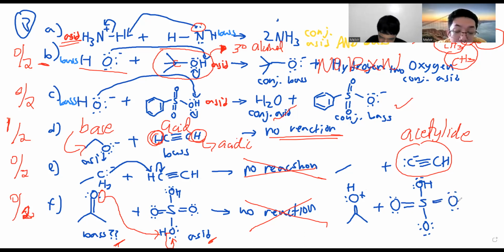Or you just form H2SO3. Ay, sorry, HSO3, no? Tama ba? Ay, SO4 pala. HSO4 minus. No? Bisulfate. So, you now have bisulfate. Ito, lalagyan mo lang siya ng negative.